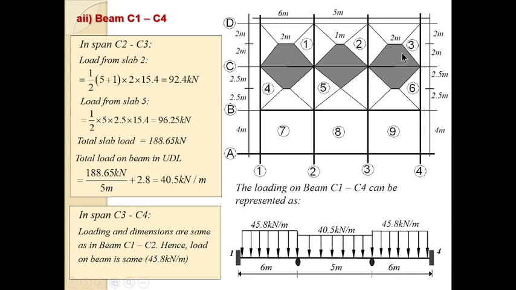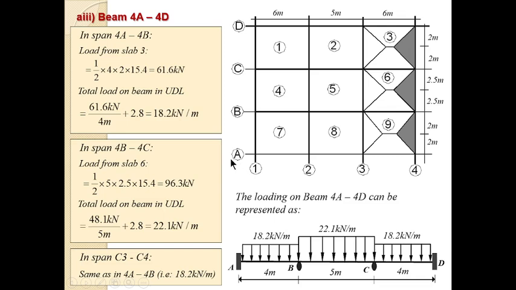Now, span C3, C4, the loading and dimension are the same as in C1, C2, the same thing. So whatever we had here, which was 45.8 kilonewton per meter, is what we have. So by doing that, you have this load, and we can go ahead and load the beam. This is the span, 6 meter, 5 meter, 6 meter. The load here is 45.8, 40.5, 45.8.